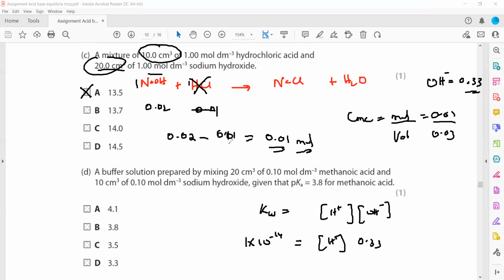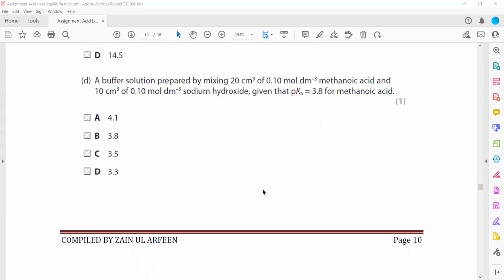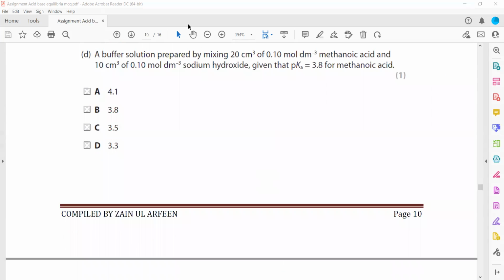A buffer solution prepared by mixing 20 cm cube. So we made a buffer solution. What is a buffer solution? A solution which resists the change in pH. That's called a buffer solution. So a buffer solution is prepared by mixing 20 cm cube of 0.1 mole per dm cube methanoic acid with 10 cm cube of 0.1 mole sodium hydroxide. The dissociation constant of methanoic acid is given. So first, the methanoic acid reacts with sodium hydroxide.